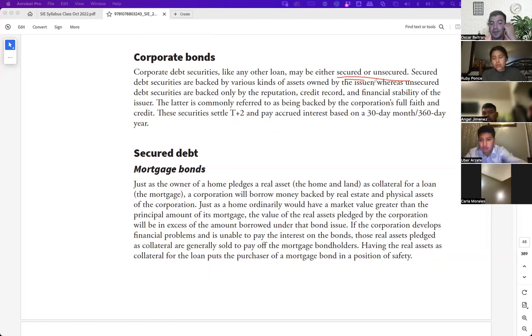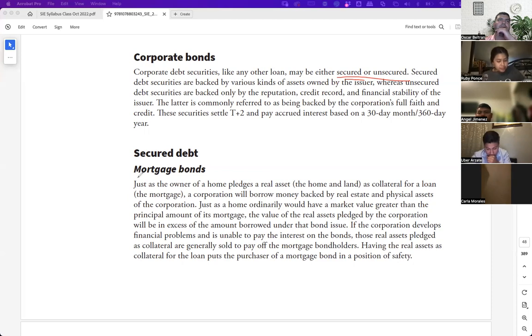No, that's secured. We're going to be using common stock as collateral to get a loan. Unsecured means it's not backed up by anything. Exactly, it's not backed up by anything. So it's only backed up by your word saying that you're going to pay back. Okay. Let's keep going. Right here gives the definition of secured and unsecured.